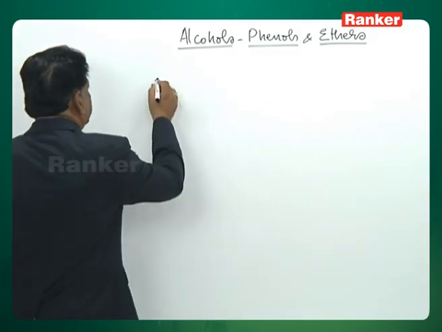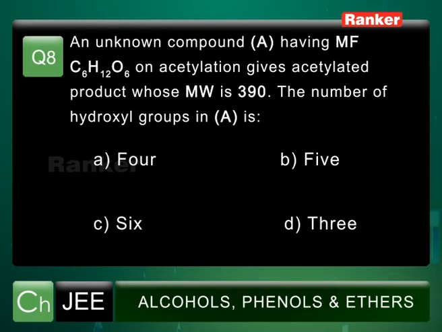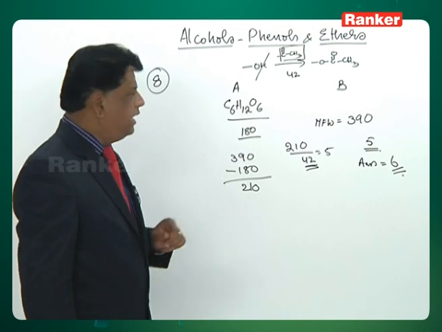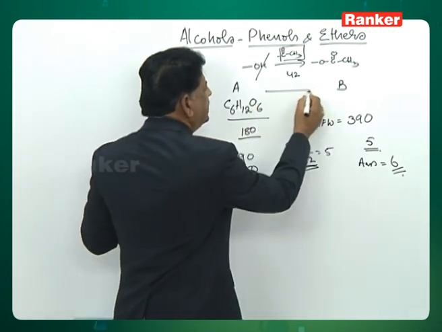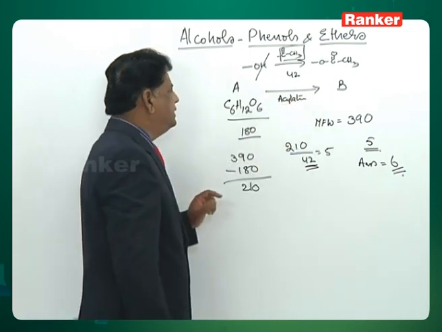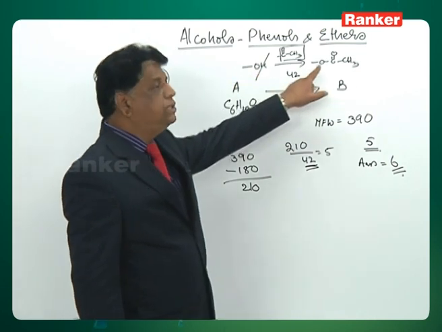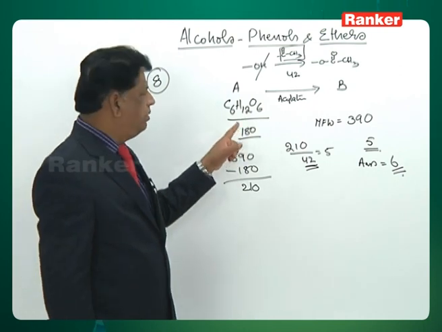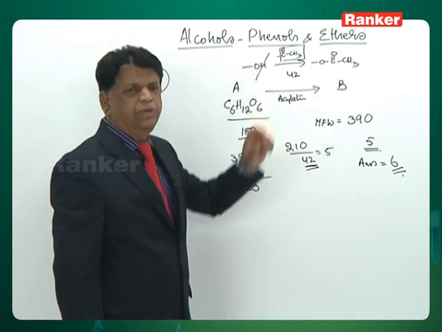So let's go for the 8th question. The question is a little long: an unknown compound A having molecular formula C6H12O6 on acetylation gives an acetylated product whose molecular weight is 390. In this question, an unknown compound A is treated with acetylation. In the acetylation, what happens? All the OH groups become acetylated. Okay, he didn't say how many OH groups, but you can guess that hydroxy groups become acetylated.